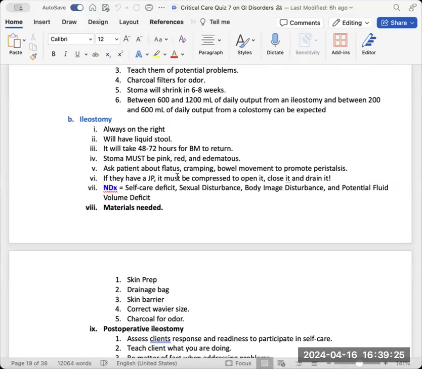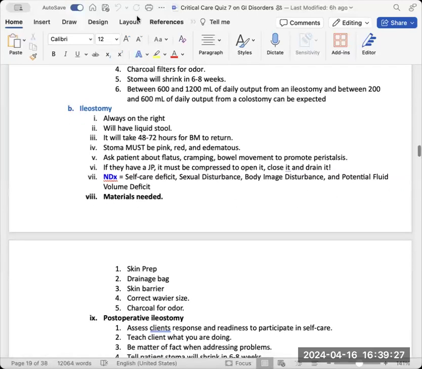Other things to think about: if this is postoperative, let's say they're day one, we should expect liquid stools coming into that ostomy bag within 48 to 72 hours of the surgery. If not, there's a problem. We also want to ask them about their bowel movement history, like, since the surgery, are you passing gas, are you noticing liquid come out, how much liquid?